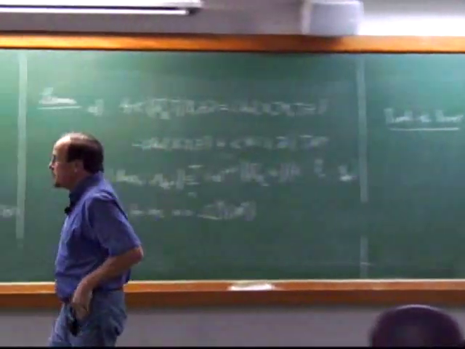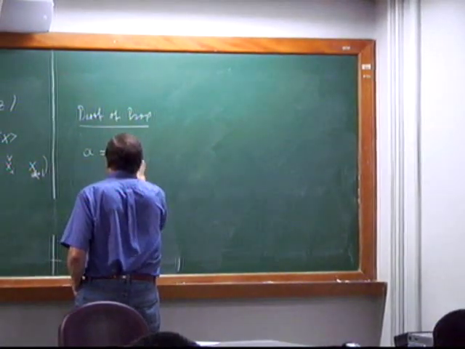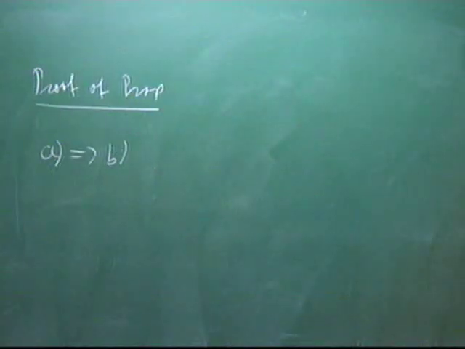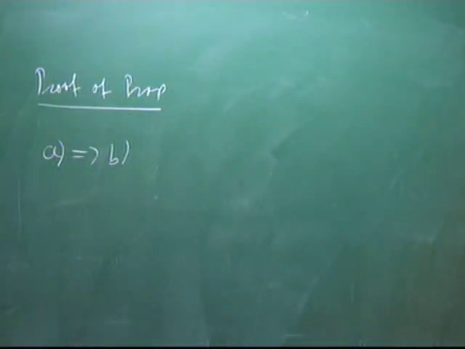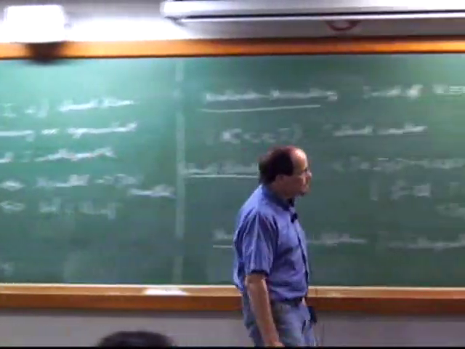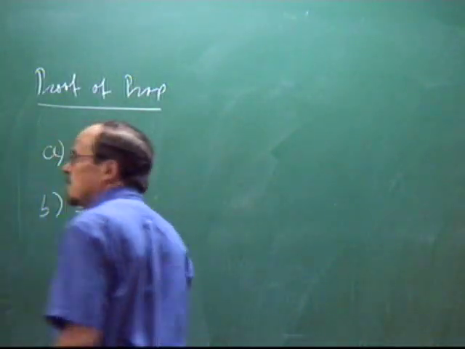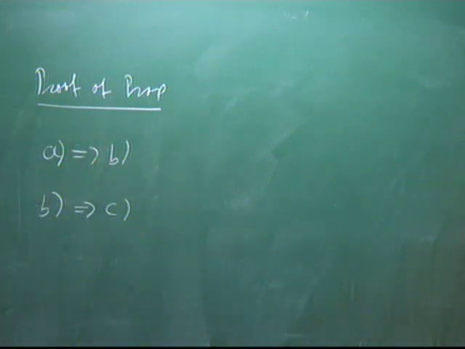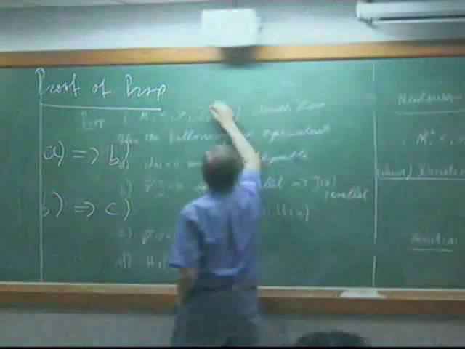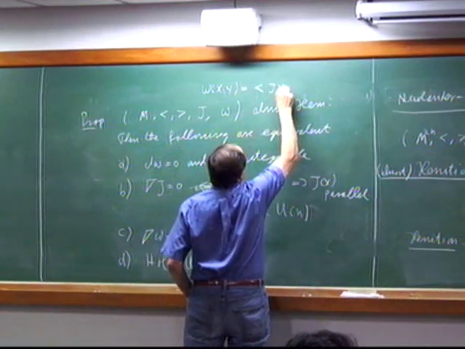So I want to claim they're all equivalent. So A implies B is now obvious. Omega closed, J integrable. Then the right-hand side is 0, so J is parallel. And that's A implies B. Why does B imply C? So how was omega defined? Maybe I should put it up here again somewhere. But the implicit definition was that omega of X, Y is g of JX, Y.